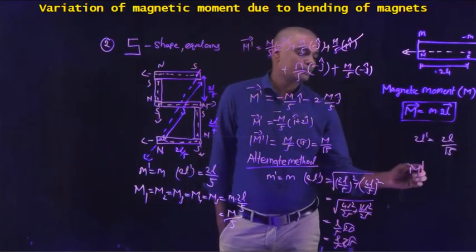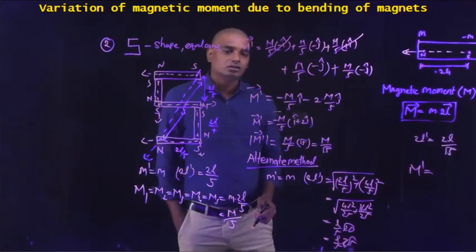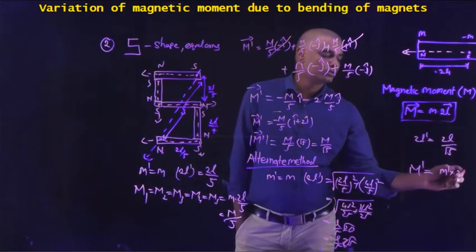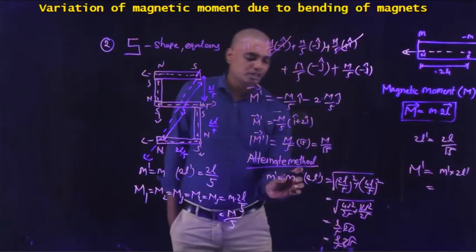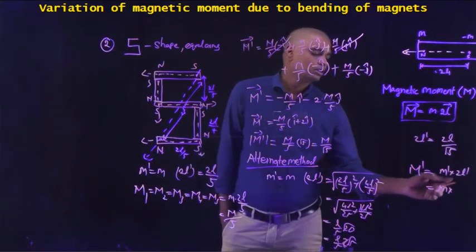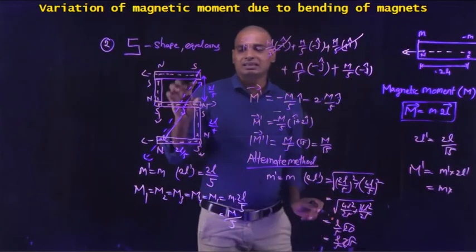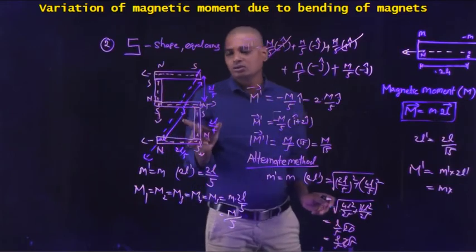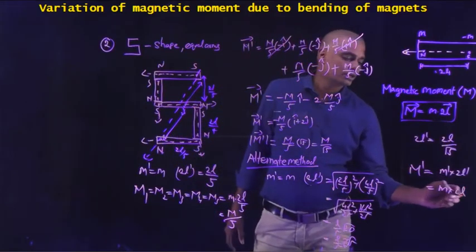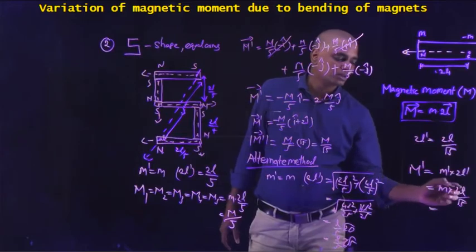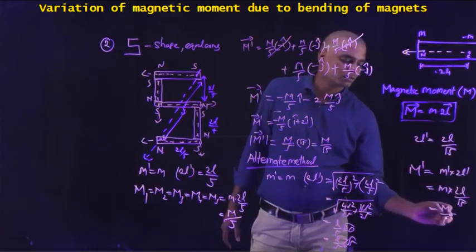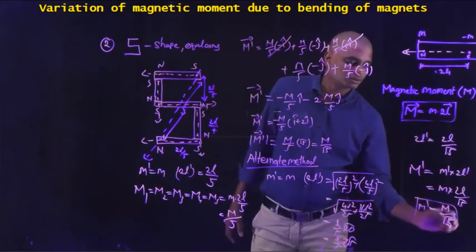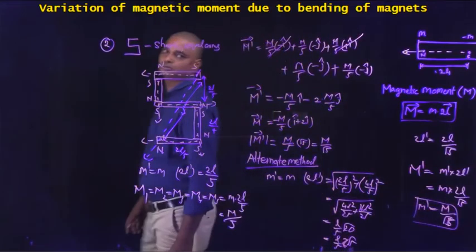Therefore, the magnetic dipole moment when it is bent in the S shape is M dash, which is equal to pole strength into 2L dash. That is M dash is nothing but M, the pole strength, and the new magnetic length when it is converted to S shape is 2L dash, which is equal to 2L by root 5. So M into 2L is capital M by root 5. See how simple it is. M dash is equal to M by root 5. Very simple. Right.